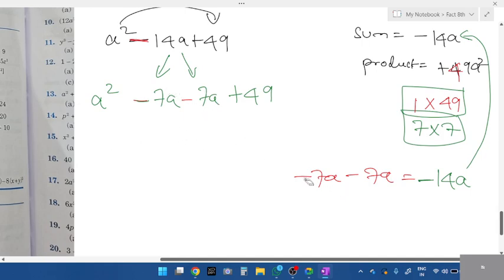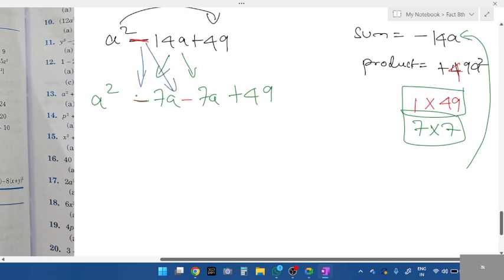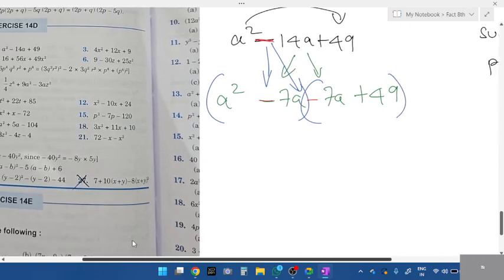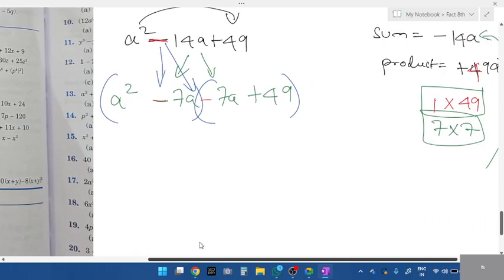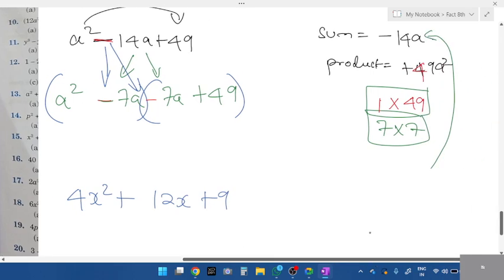Is this concept clear? See, it is very simple. 7 and 7. Split this minus into two parts. Can you see? I've written both 7a. Now group it. Understood? We will group and complete it. Yes, students, respond, all of you. Okay, complete this. Give me 2 minutes. I'll be back. Keep solving this.